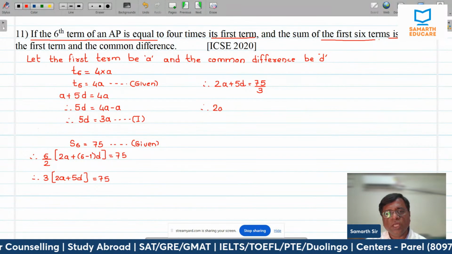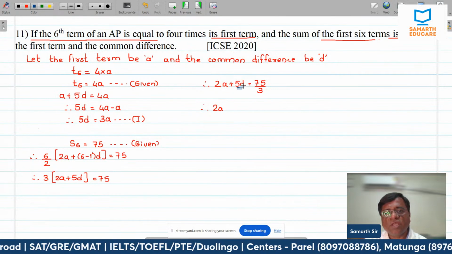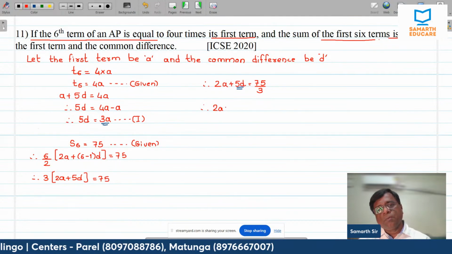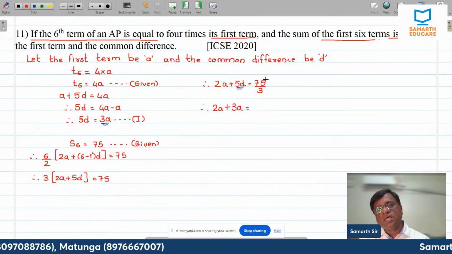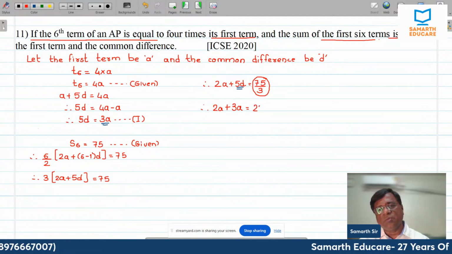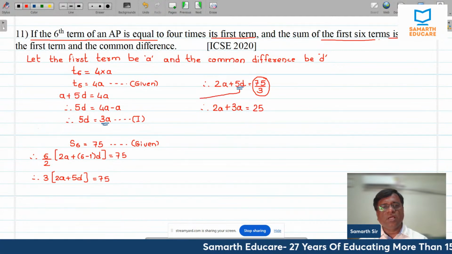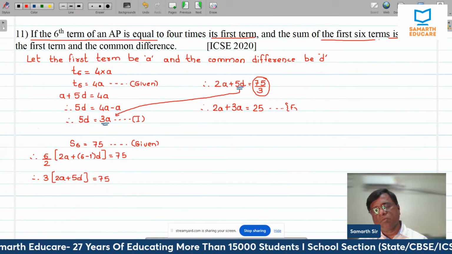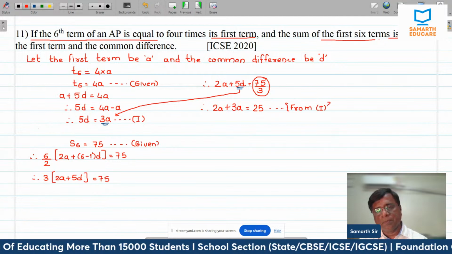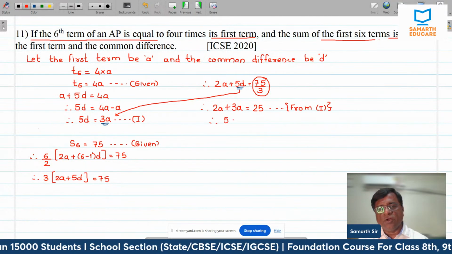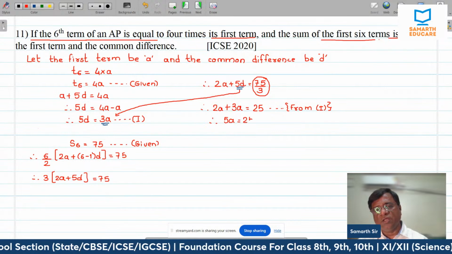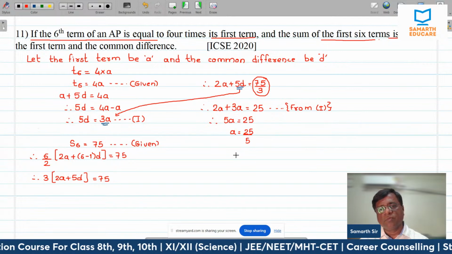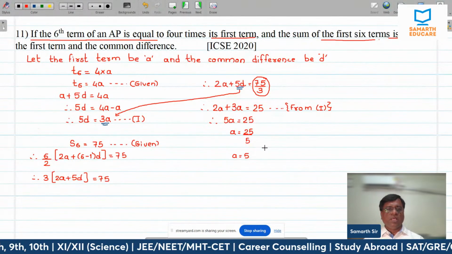Now 2a, remember what is the value of 5d? 5d value is 3a. Plus 3a is 75 upon 3, which is nothing but 25. Value of 5d comes from equation 1. So now 2a plus 3a is 5a, equal to 25. A is equal to 25 upon 5, and that is equal to 5. A is equal to 5.